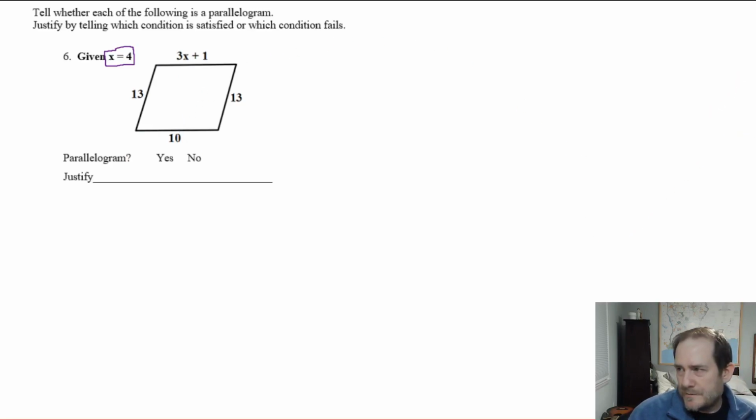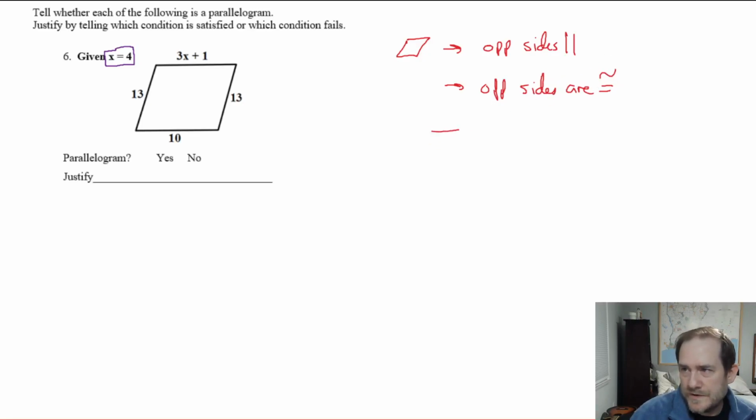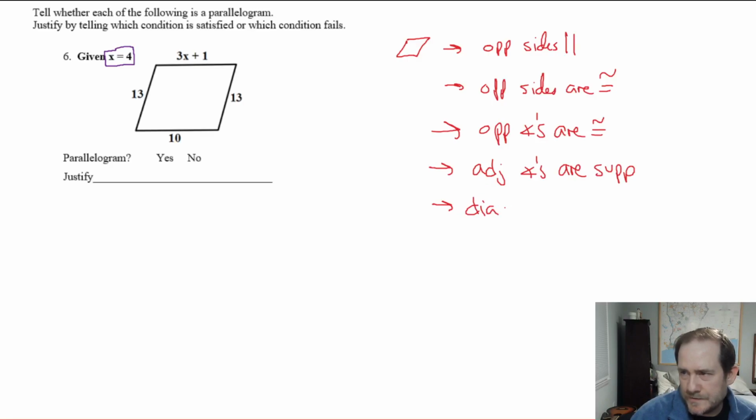And luckily, it's just all the rules we had before. We knew that if we were a parallelogram, then our opposite sides are parallel. We knew that our opposite sides are congruent. We knew that our opposite angles are congruent. And we know that our adjacent angles are supplementary. And we even knew that our diagonals bisected each other.